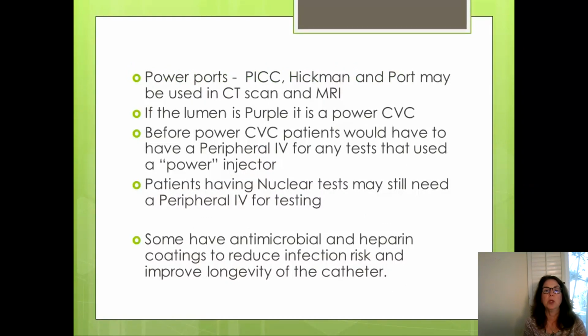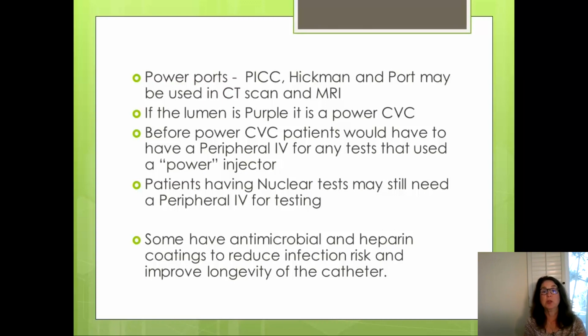Now, power ports, the PICC, can be, not always, PICC, Hickman, and a port may be used for CAT scan or MRI if they're shooting dye and need to take pictures. If the lumen's purple, it's considered a power central venous catheter, CVC. Before power CVCs, patients would have to have a peripheral IV for any test that used a power injector machine.